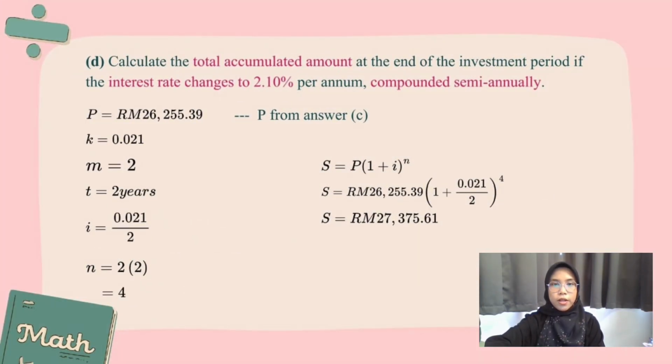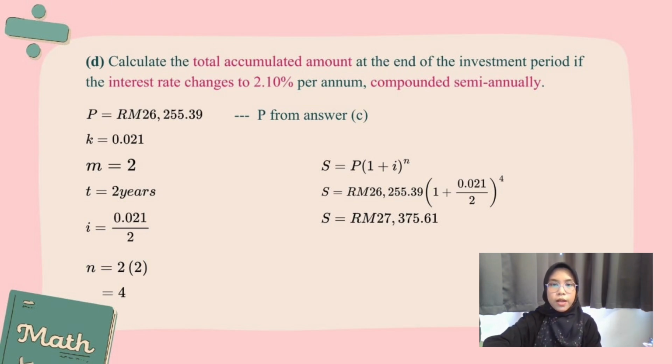Let's move to the last question. Calculate the total accumulated amount at the end of the investment period if the interest rate changed to 2.10% per annum, compounded semi-annually. For this question, we use the formula S equals P(1 + i)^n. For P, we use the answer from question C. k equals 0.021, m equals 2, t equals 2 years, i equals 0.021 per 2, and n equals 4.